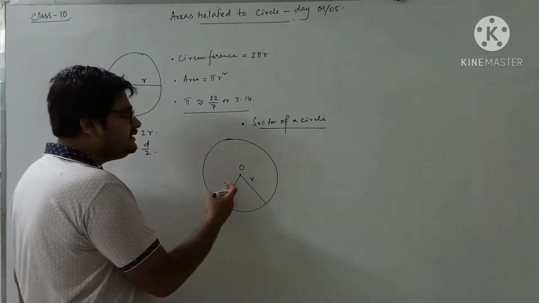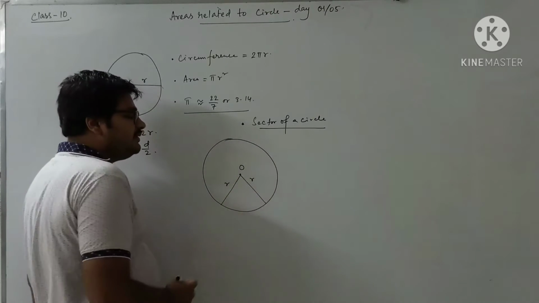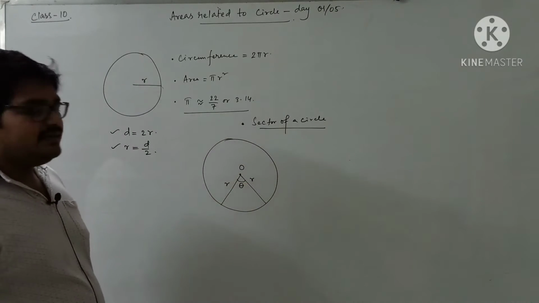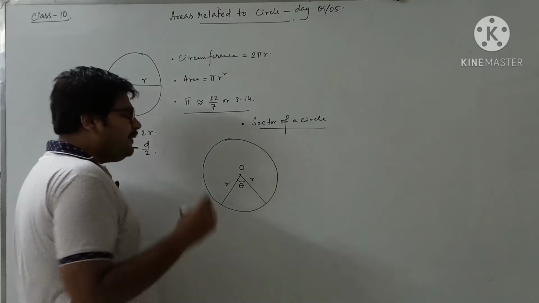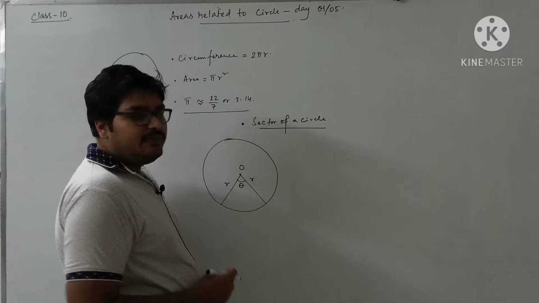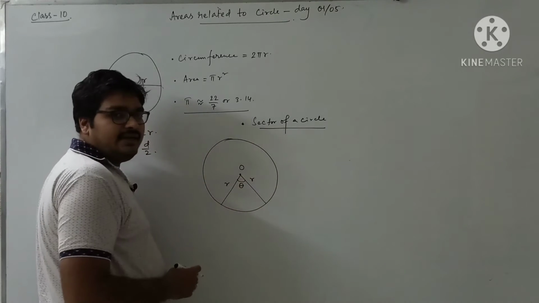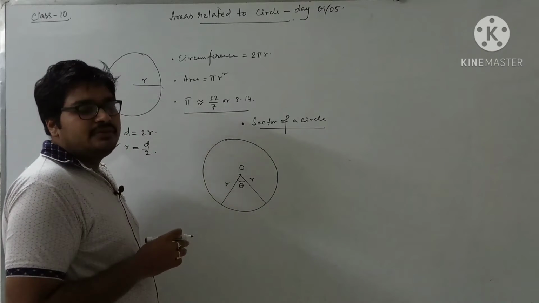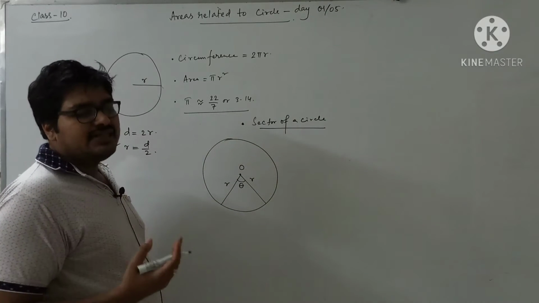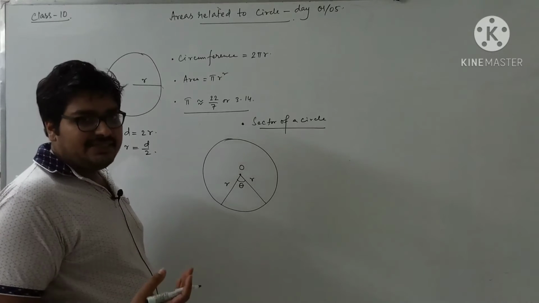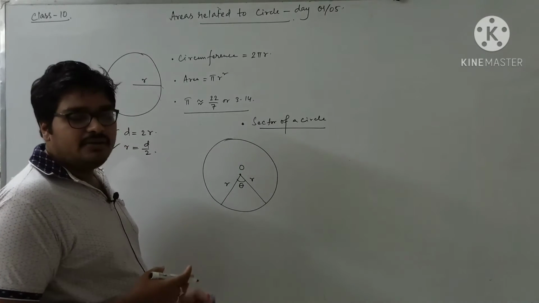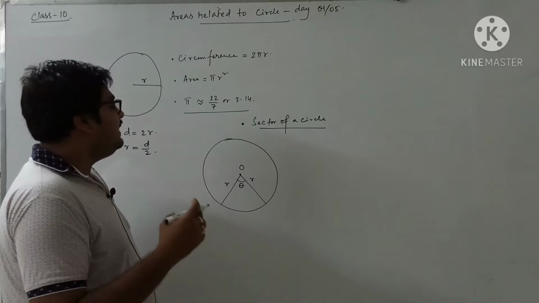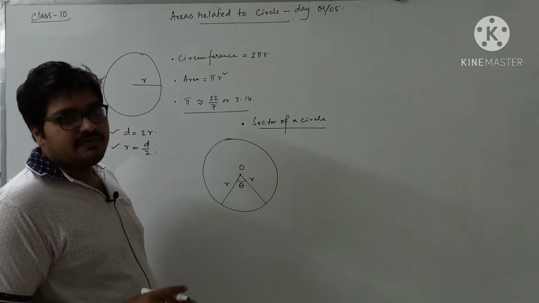So I have used here these two radii and the corresponding arc. And this angle is called the sectorial angle. I have denoted it by theta. If you know the sectorial angle and the radius of the circle, you can find out the perimeter of the sector, the arc length of the sector, and the area of the sector.